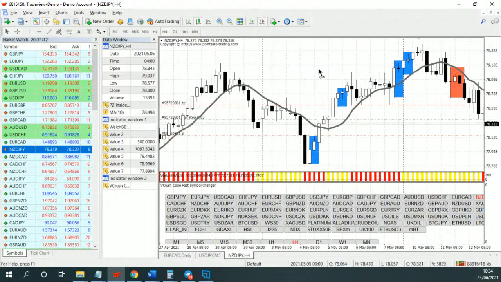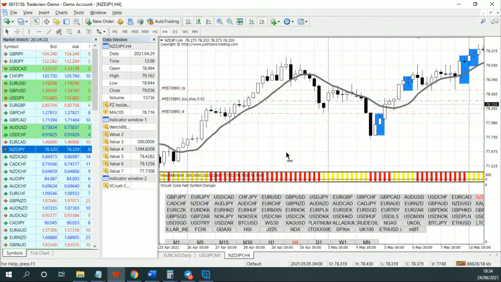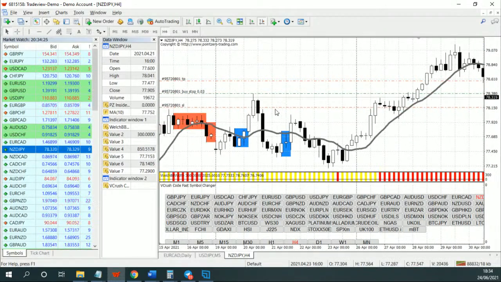This is 4 hour. This one is not a trade for the same reason we spoke about before. This one happened below the moving average, giving us a buy signal, so not a trade. All these ones are no trade here because they are yellow.